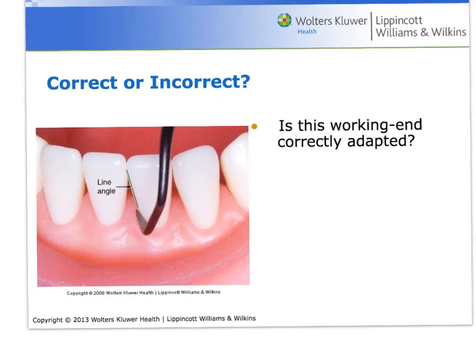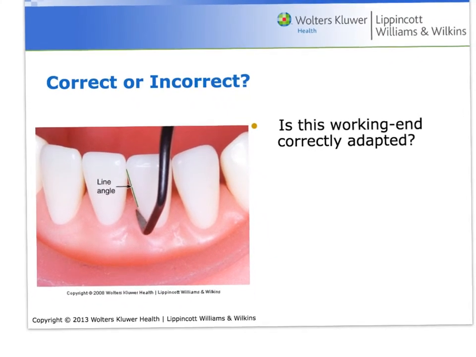And again, correct or incorrect? The answer here would be correct. This is the correct way to adapt the working end to a line angle. Note that the middle and heel thirds of the working end on this particular slide are also not adapted to the tooth surface.